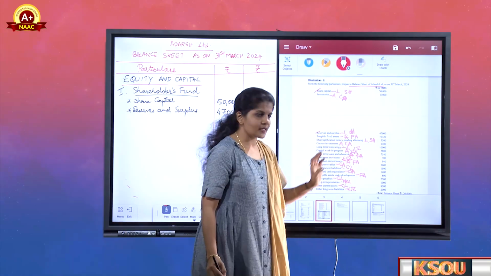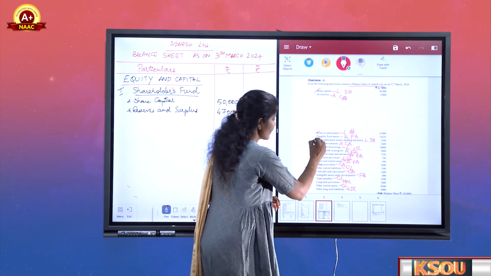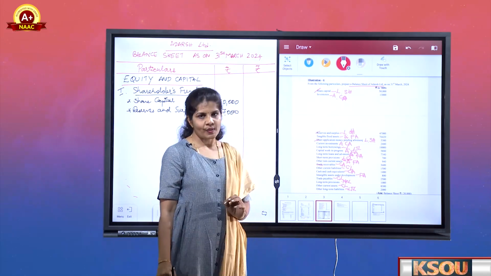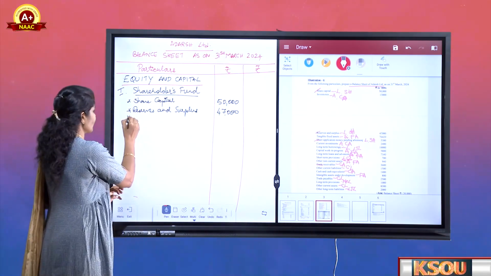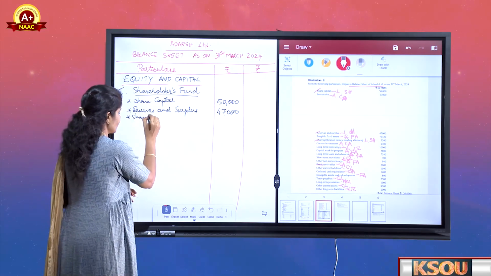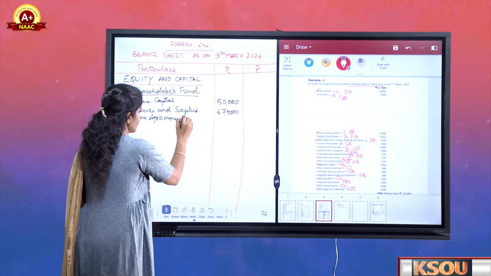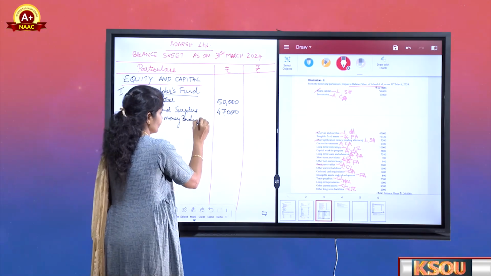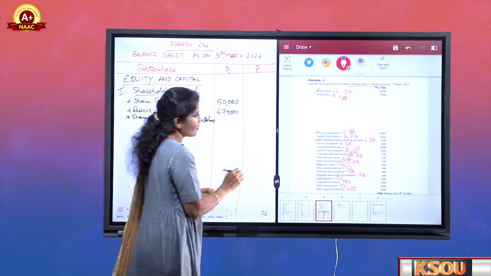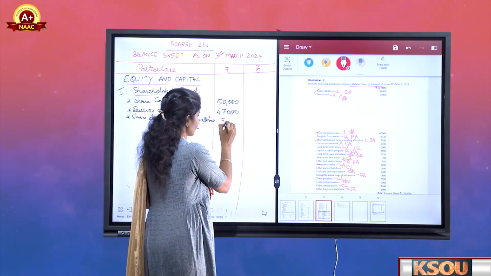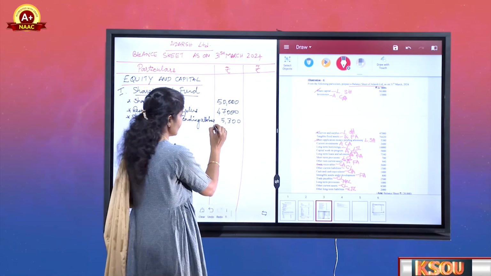Next, tangible fixed asset is an item of asset. Share application money pending allotment is also an item of shareholders fund. Let us take that, 5,300. Share application money pending allotment is 5,300. So there is no other item of shareholders fund.